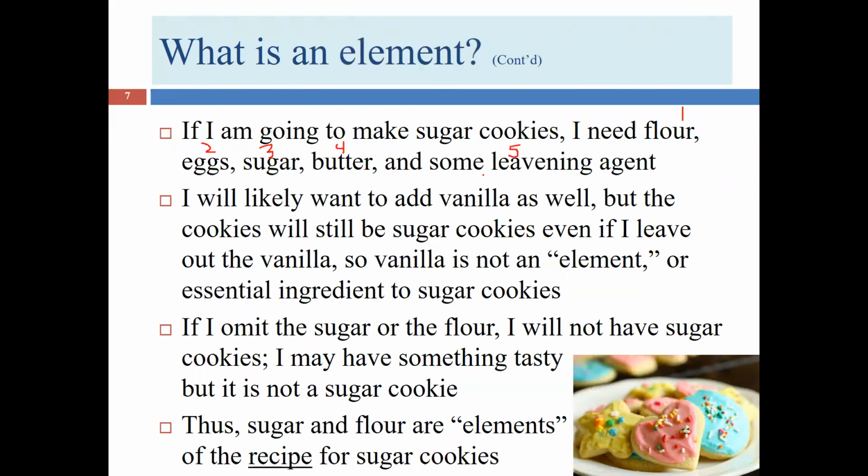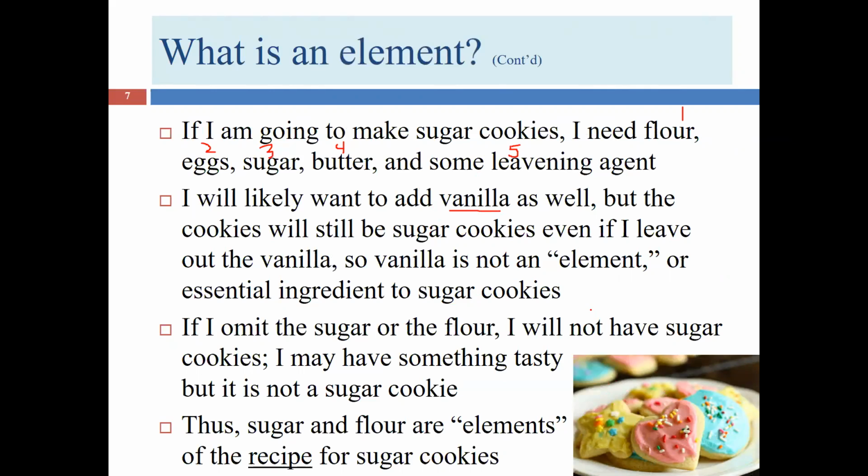But again, I might have additional things. I might want to have some jimmies or some sprinkles on my cookies. I might want some food coloring. I might want some vanilla. I can add those to my sugar cookies, and it doesn't make them not sugar cookies, but they're not a requirement. I can have a sugar cookie without any sprinkles, without any frosting, without any pink or yellow or blue, even without vanilla, although it might not taste as good.